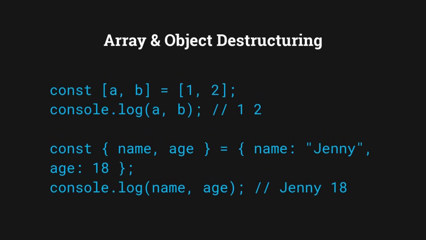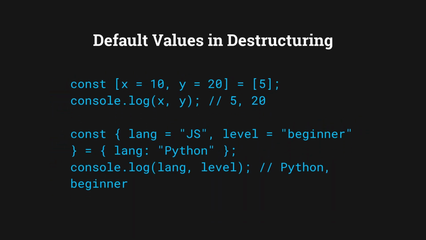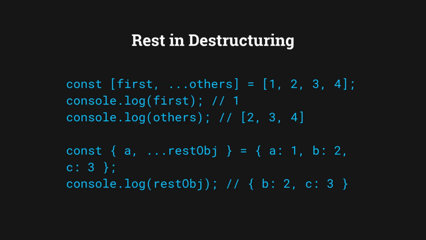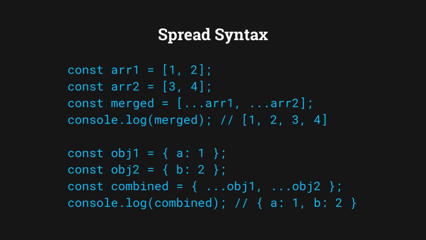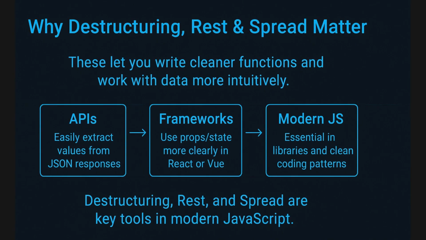Today's power tools: array and object destructuring, default values and unpacking, REST syntax inside destructuring, spread syntax to expand arrays and objects, REST parameters in function definitions. These let you write cleaner functions and work with data more intuitively, and they'll become essential when working with API responses, front-end frameworks, or modern JavaScript libraries.